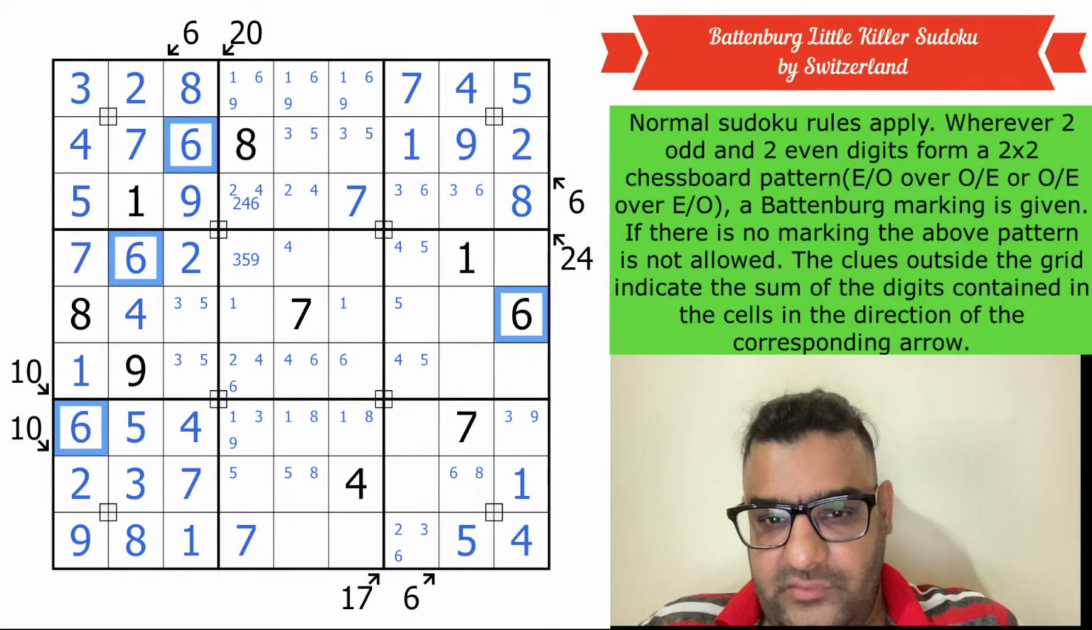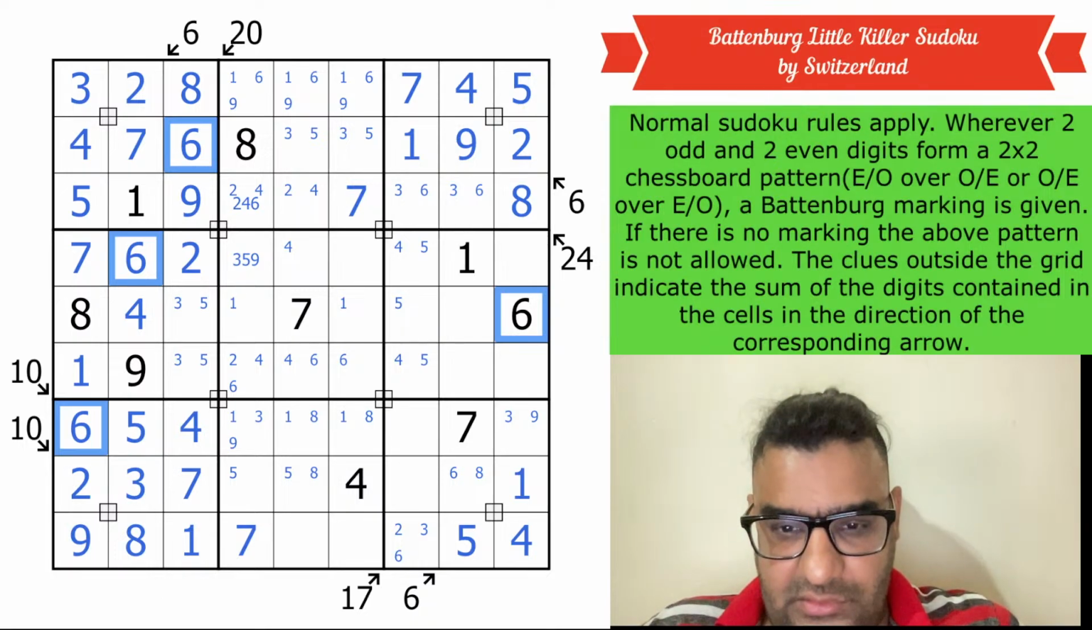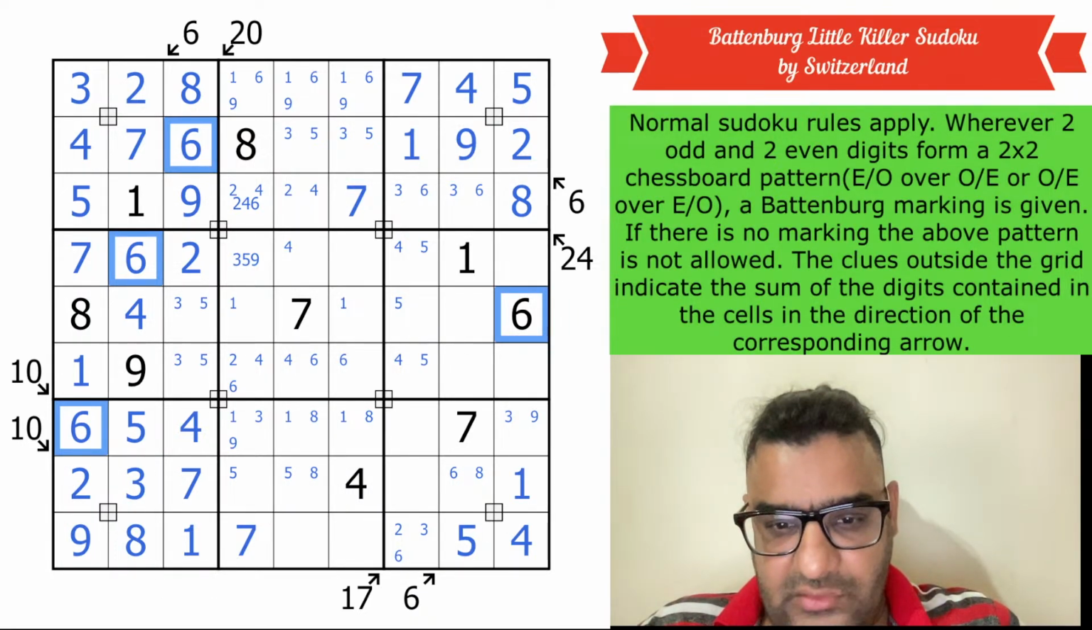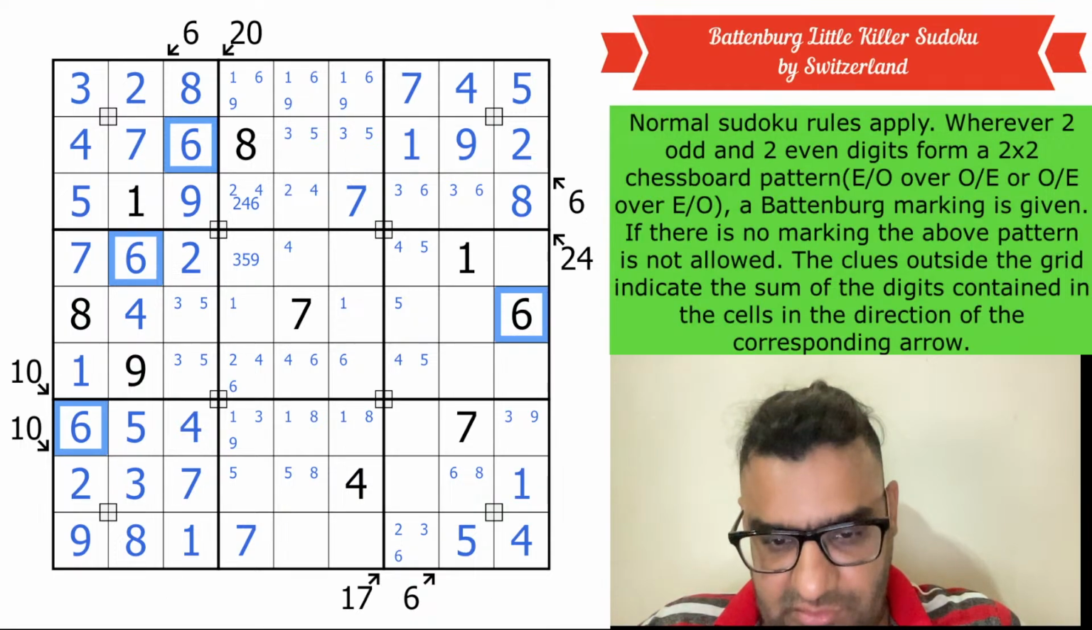So this cannot have a six. This can have a six. This cannot have a six. This cannot have a six. This can have a six. This whole row will have a six.